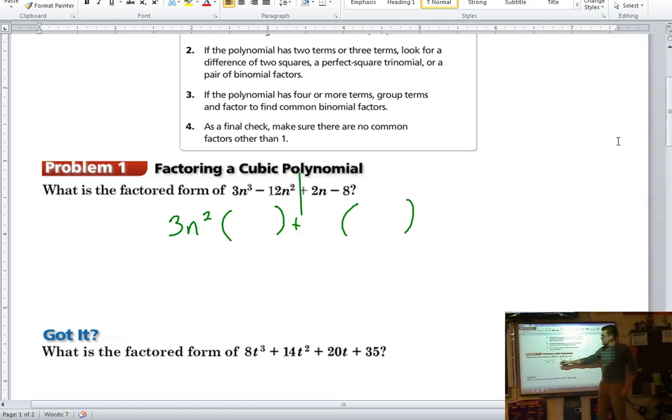So if I factor out 3n squared, I end up with n minus 4. So then what I'm asking is there a way to get n minus 4 out here? And if so, what would have been factored out? Emma? 2.